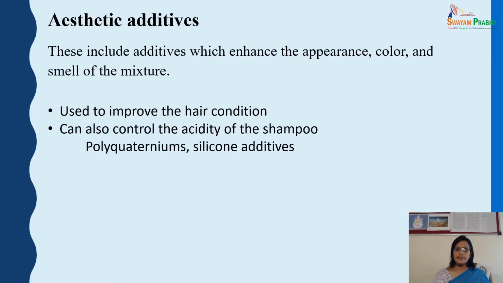Aesthetic additives include the additives which enhance the appearance. Basically, I told you earlier also, it is going to enhance the appearance, like color and smell. It is going to give a good appearance to the product. It is used to improve the hair condition, and can sometimes also control the acidity of shampoo. So polyquaternium, silicone additives, proteins, amino acids, ceramides, panthenol, glutamic acid derivatives. So these are used.